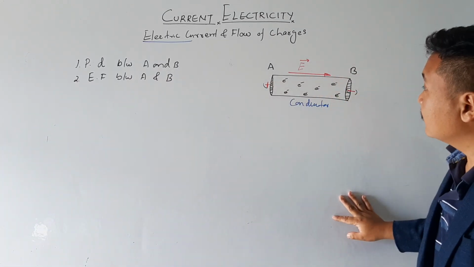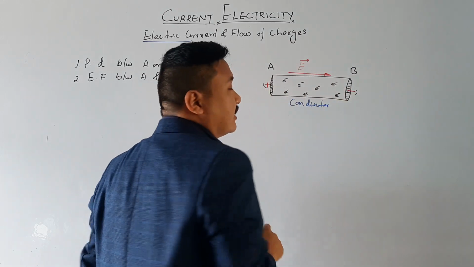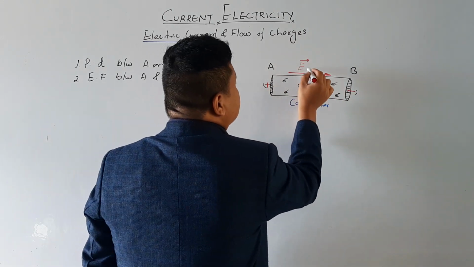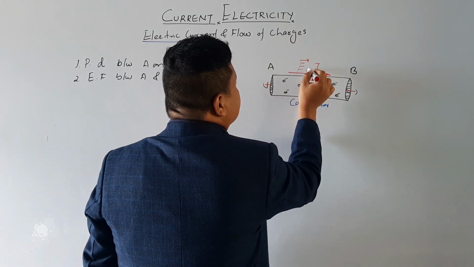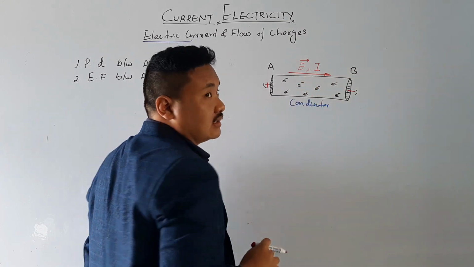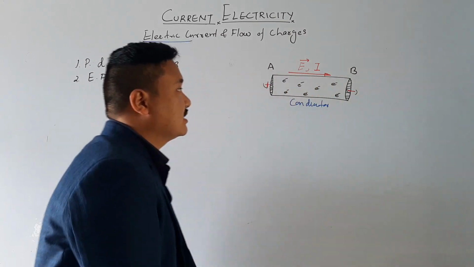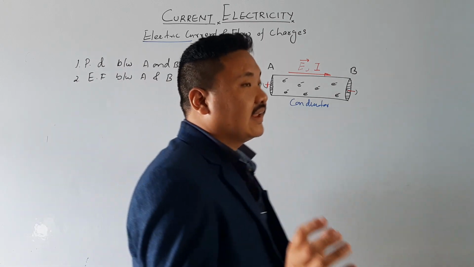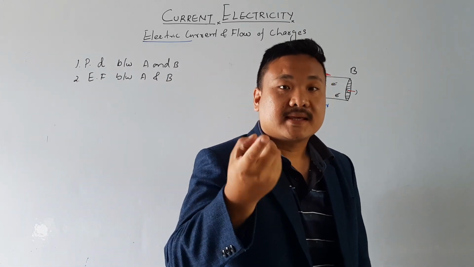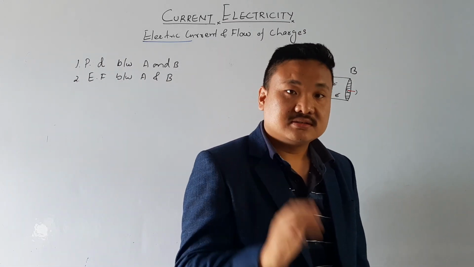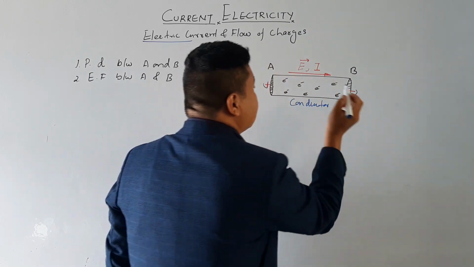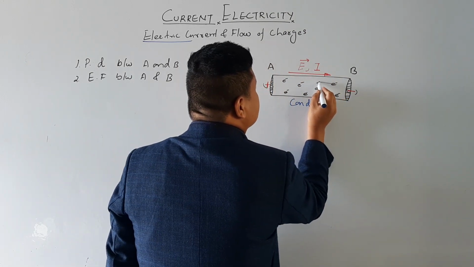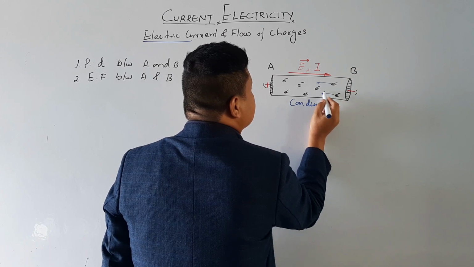Now what is the direction of current? The current is flowing from positive to negative. This is my current I. The direction of current and the direction of electric field are in the same direction, but you know that the direction of electron is opposite. So this will come in this direction.